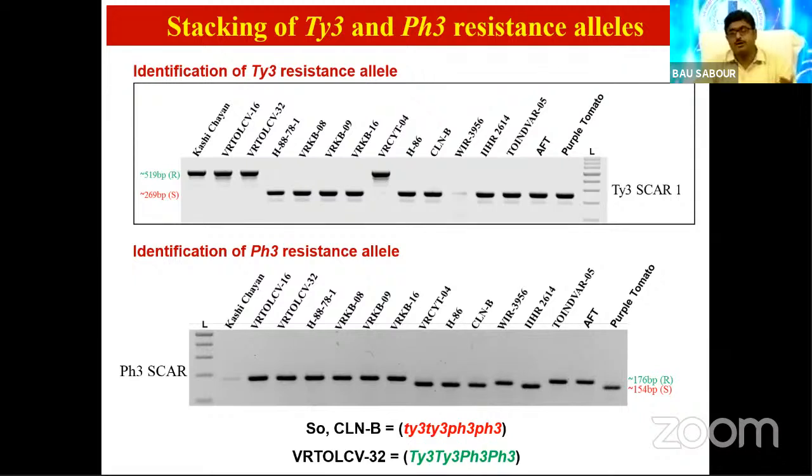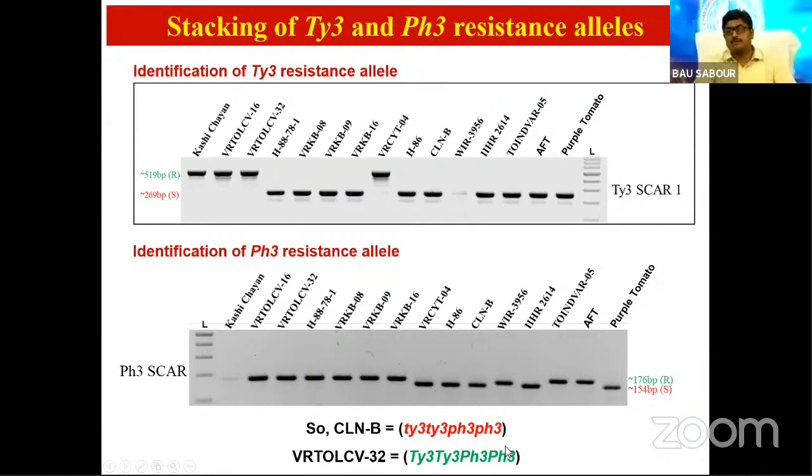But if the 22 base pair deletion is present, then obviously this is going to be a non-functional allele. So this is the allelic status of our different genotypes. You can see that in CLNB, it has produced the 150 base pair susceptibility allele, whereas the TOLCV32 genotype has produced the resistant allele, that is 176 base pair.